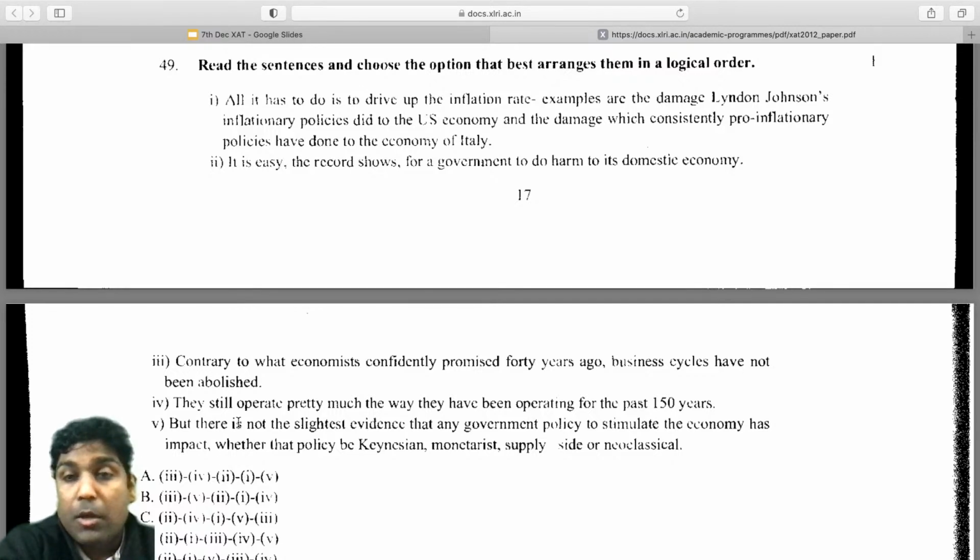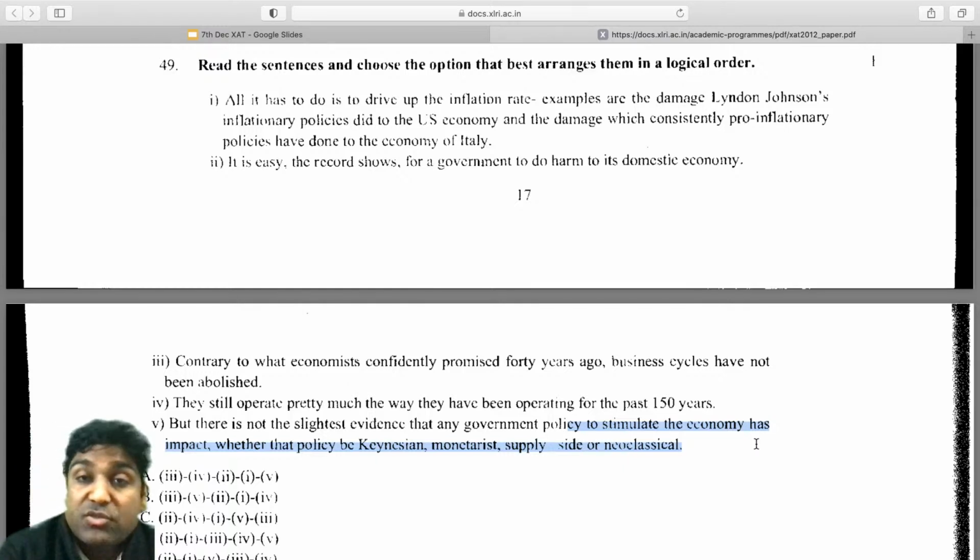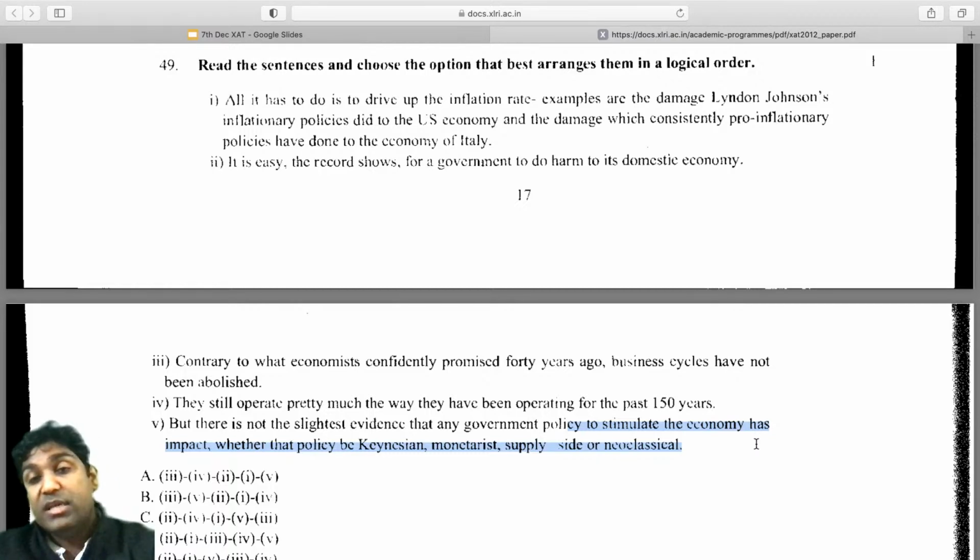Now read 5. 5 says, but there is not the slightest evidence that any government policy to stimulate the economy has impact, whether that policy be Keynesian, monetarist, supply side, or neoclassical. So the fifth says that there is no evidence that any government policy has ever made an impact, has ever made the economy run better. That has never happened, be it any kind of policy.